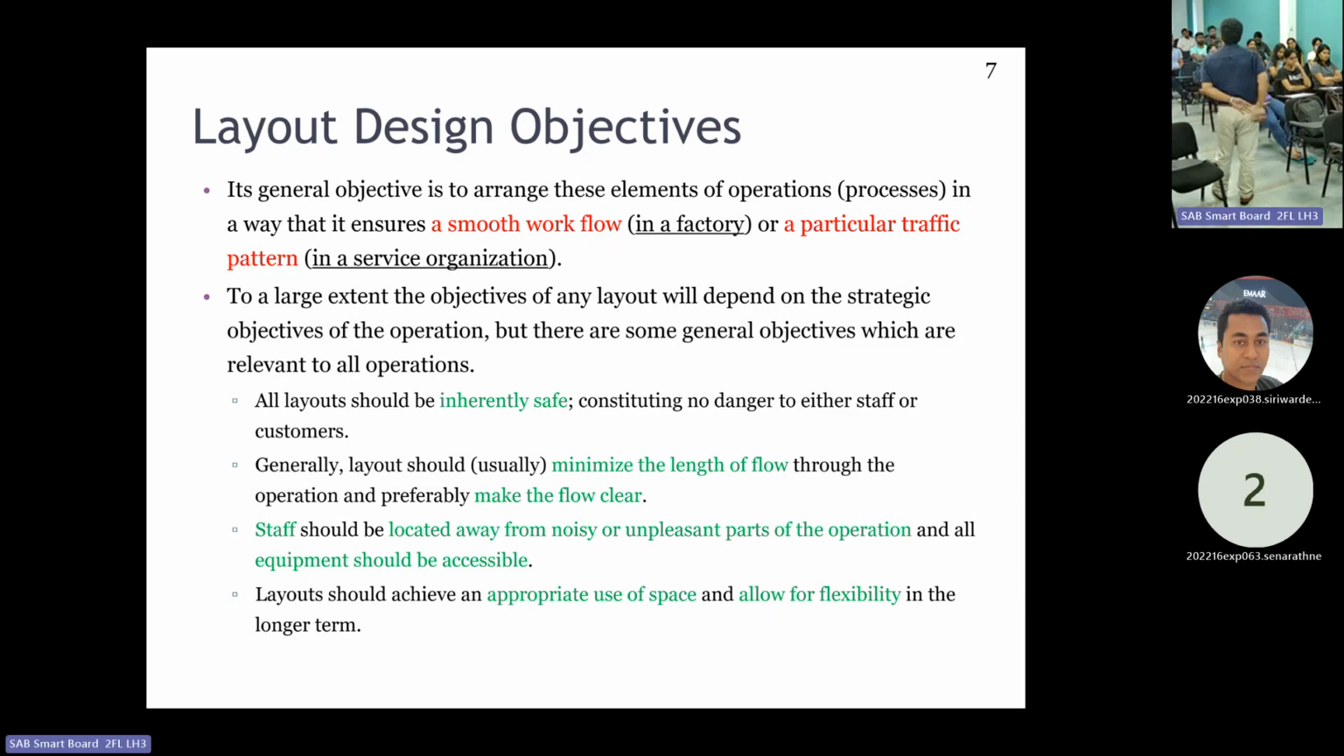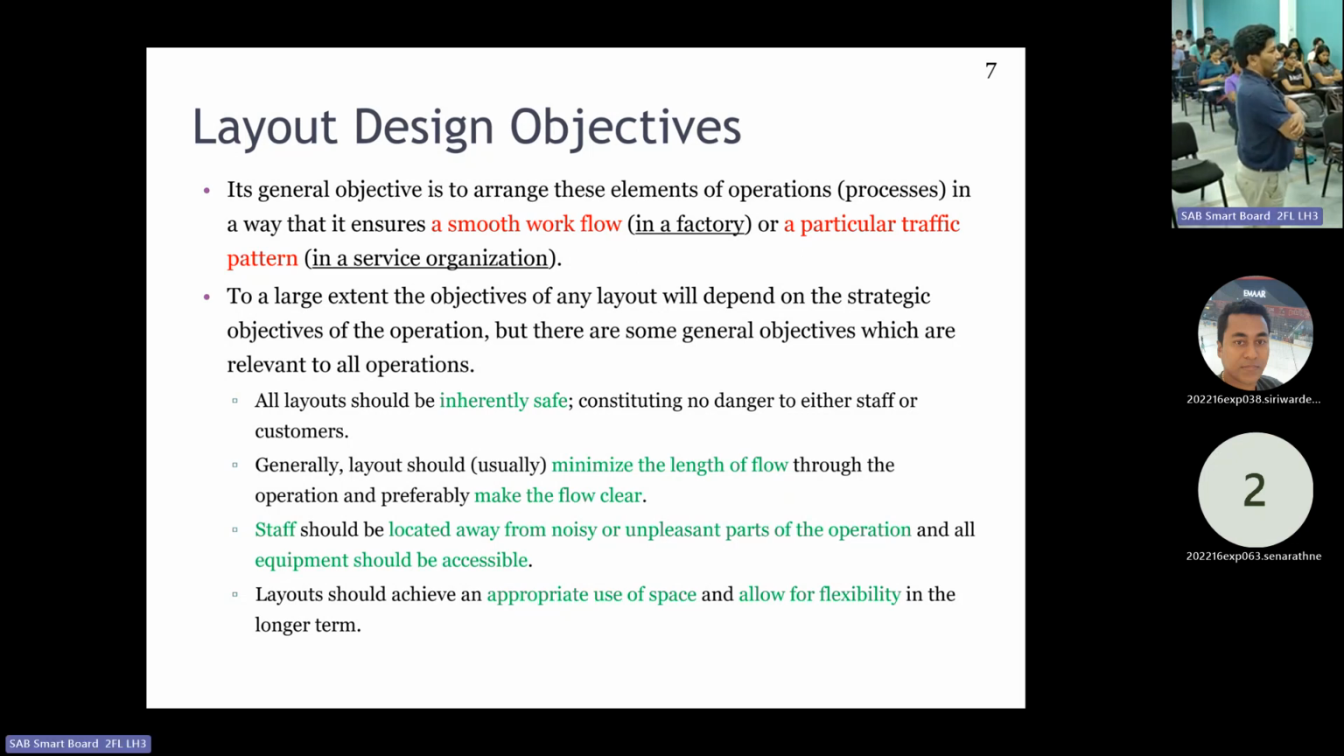For manufacturing, smooth workflow. In addition to that, the other objectives are also mentioned here. Go through it and take a look. To a large extent, the objectives of any layout will depend on the strategic objectives of the operation. But there are some general objectives which are relevant to all operations.